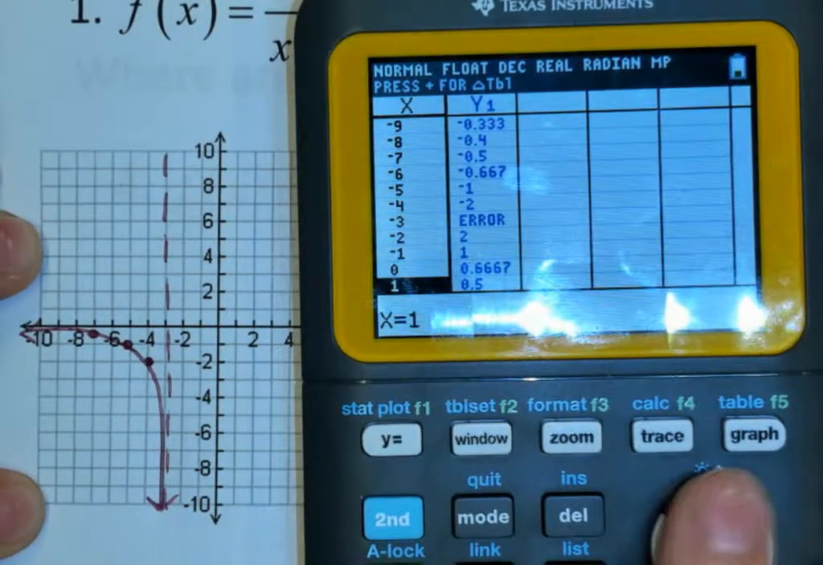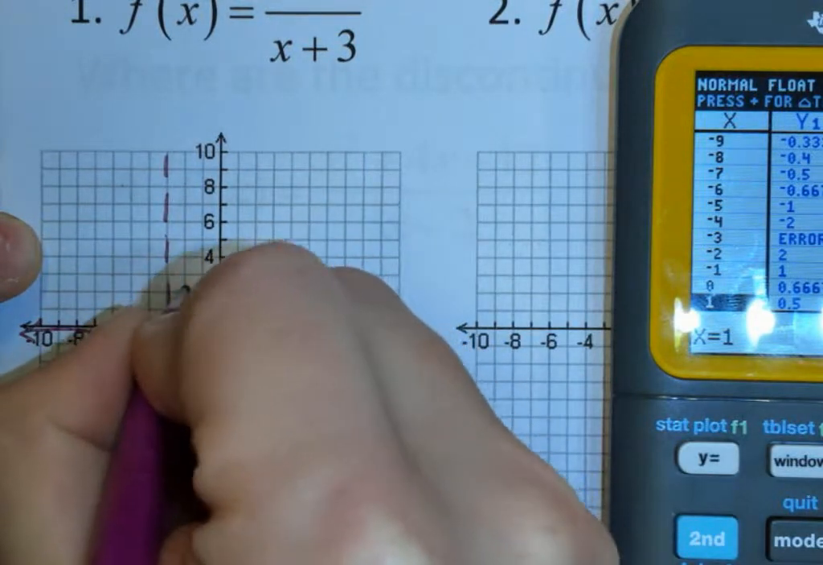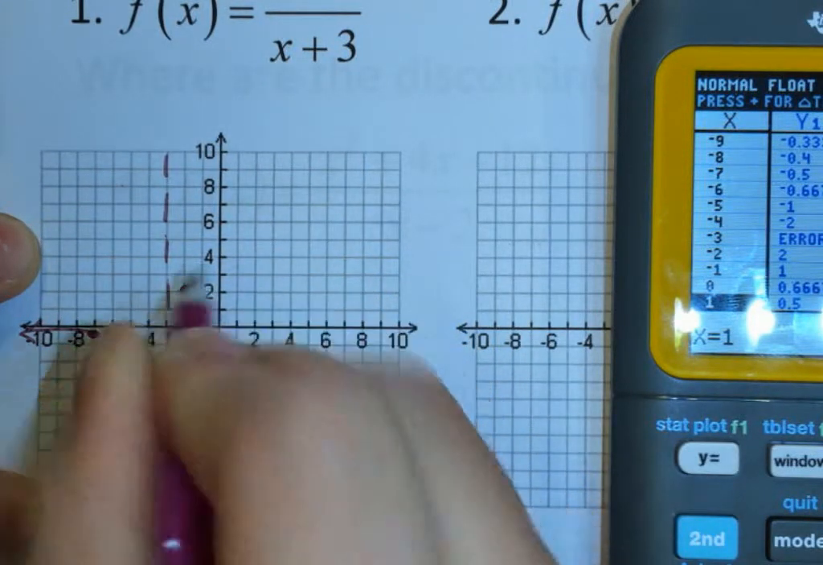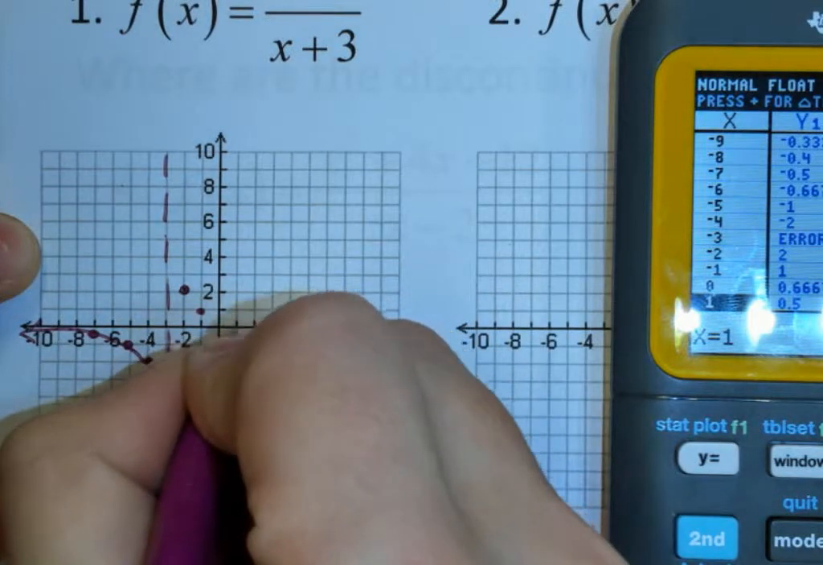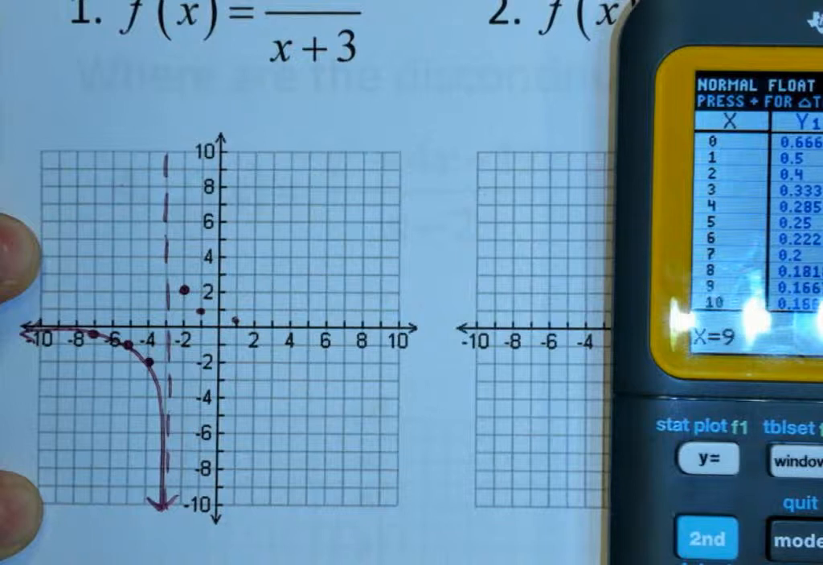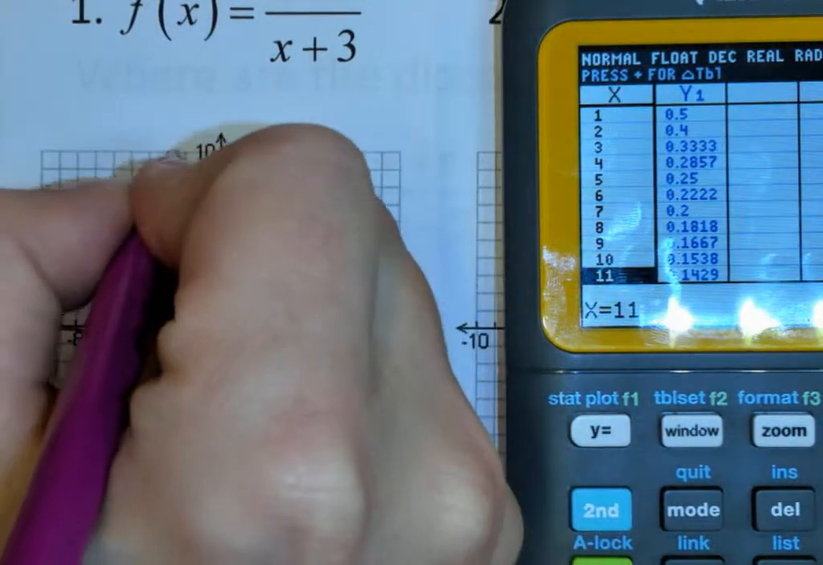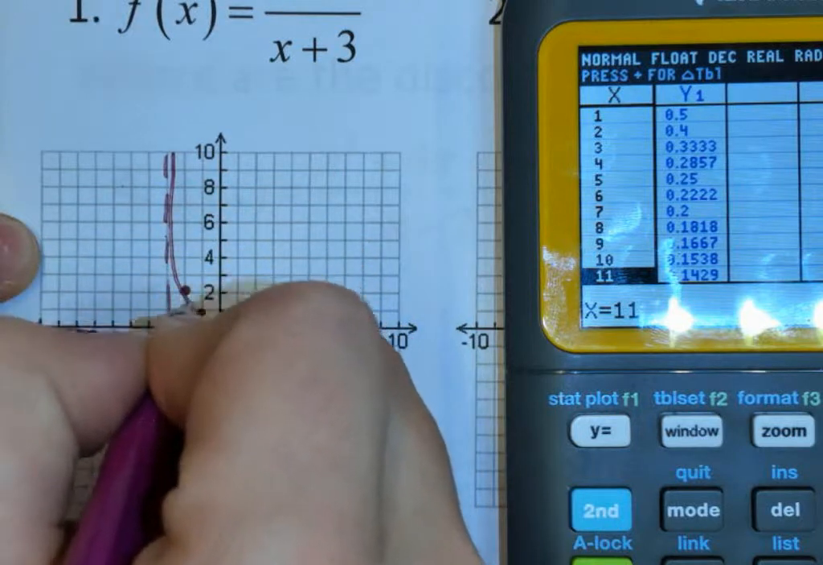And then I'm going to go to the other side. So at -2, I'm at +2. At -1, I'm at +1. At +1, it's at 1/2. And yet again, it's going to get closer and closer to my axis, but not actually touch it, because that's, again, my asymptote there.